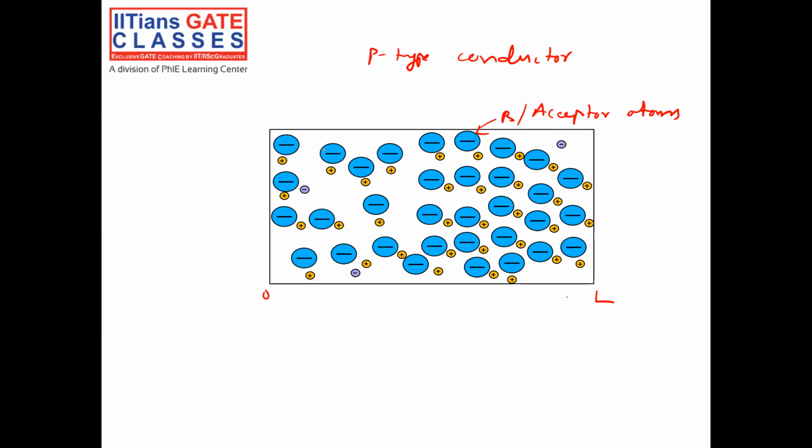And you can see, these are the holes. For every hole there is a big atom. This is nothing but an acceptor atom. Each acceptor atom that is doped has given one hole to the valence band. So for each acceptor atom, these big atoms, there is a hole. What will happen?